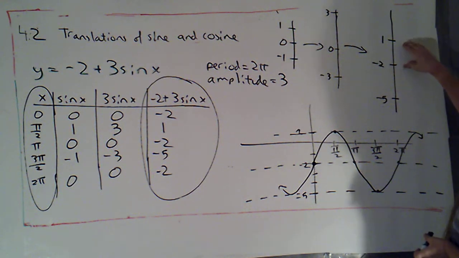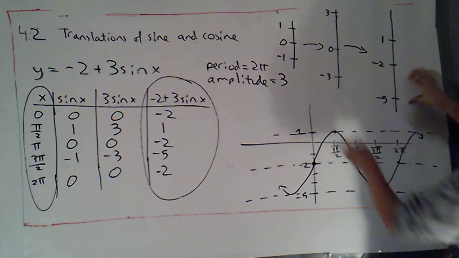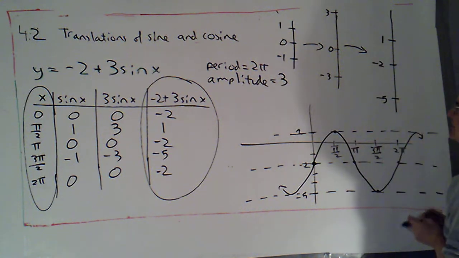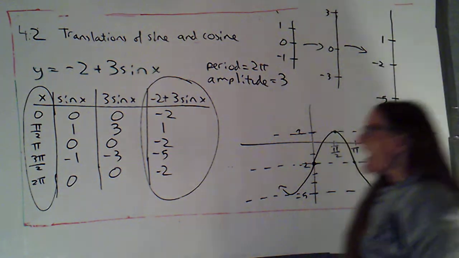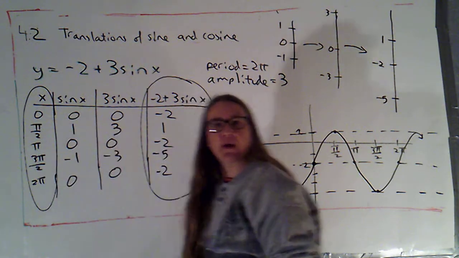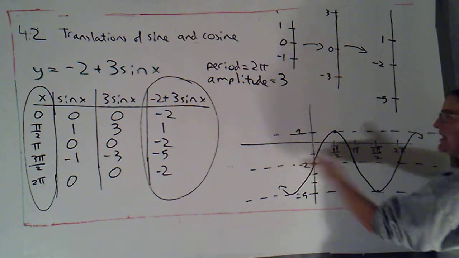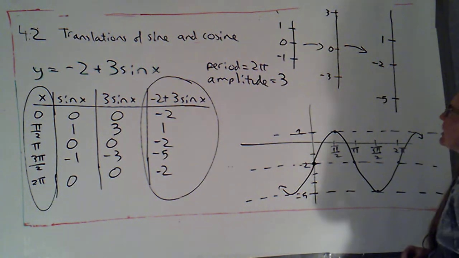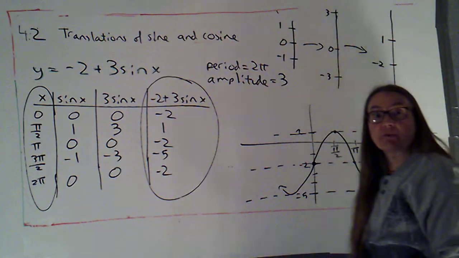These are my new high, middle, and low values. And notice I got all of that very, very quickly. I wasn't changing the x values, so I can just mark off the usual x values that I would mark off and get this vertical transformation.